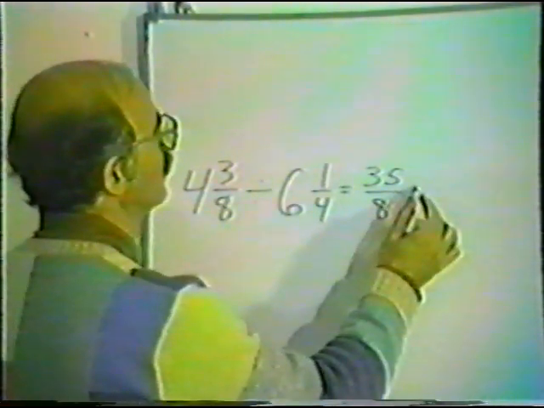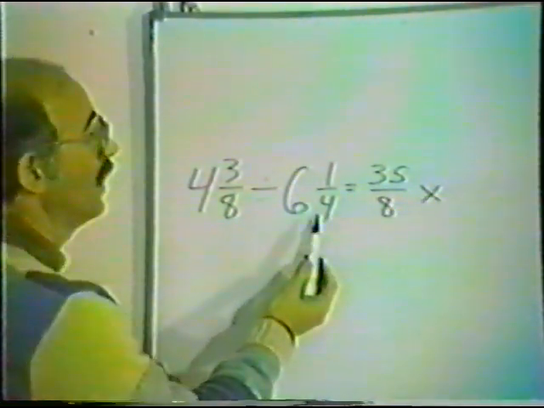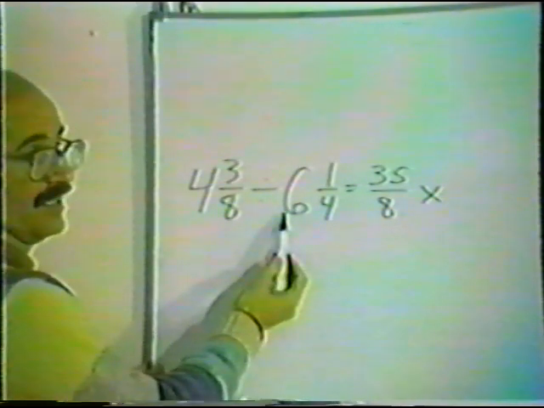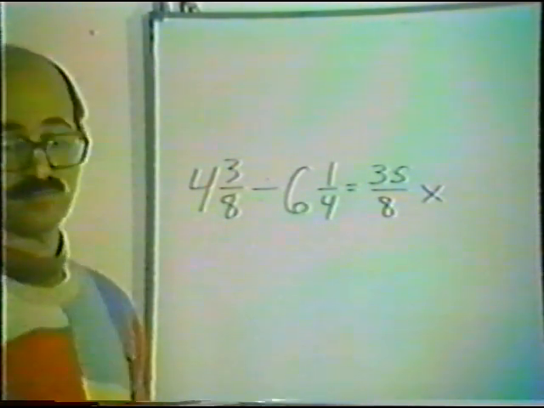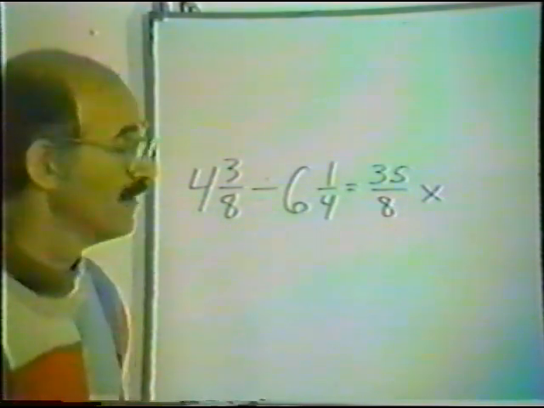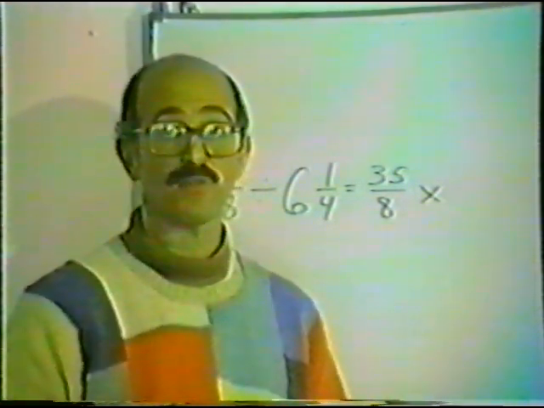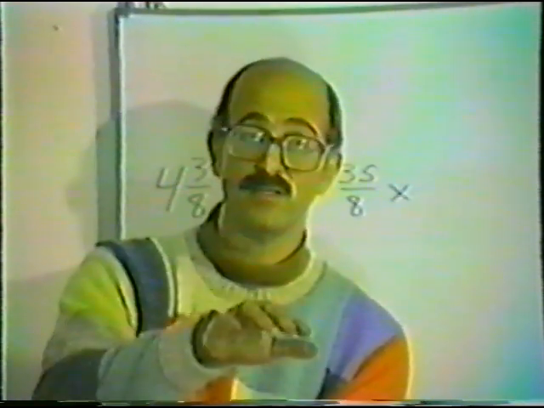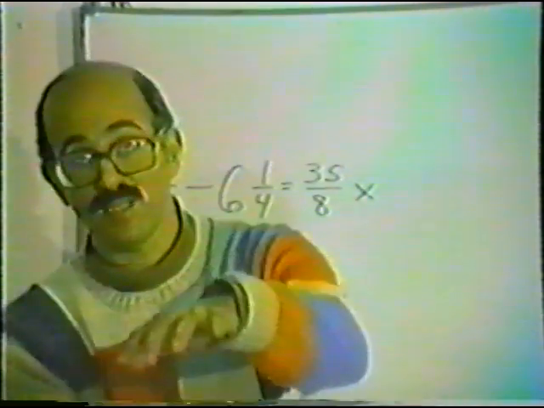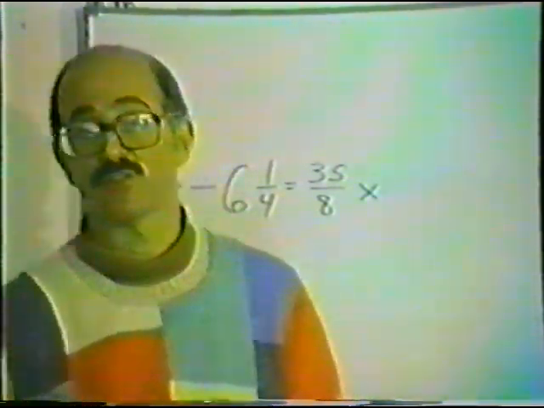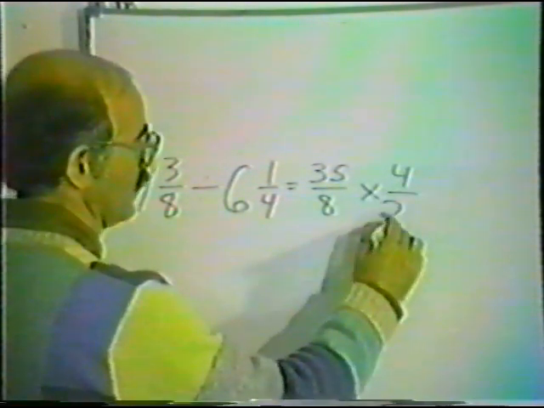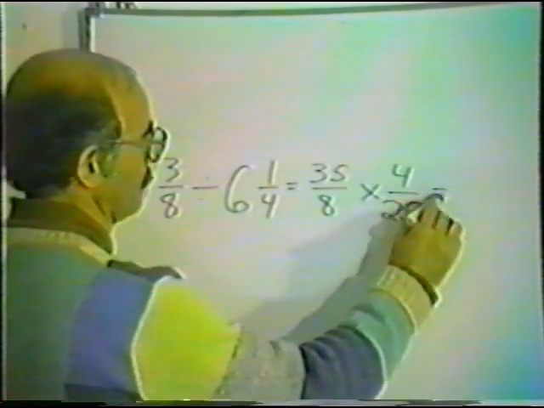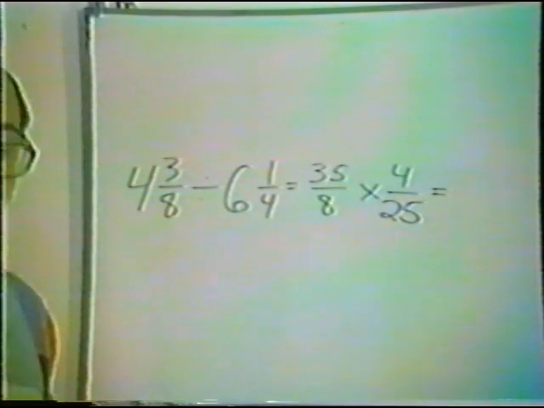Change it to times. 4 times 6 is 24, plus 1 is 25. You have therefore 25 fourths. You have to take the 25 fourths and flip it to 4 25ths. Can we cancel the 4 and the 8?